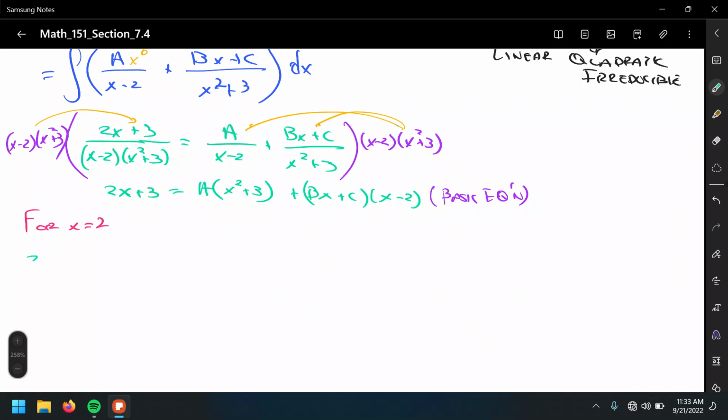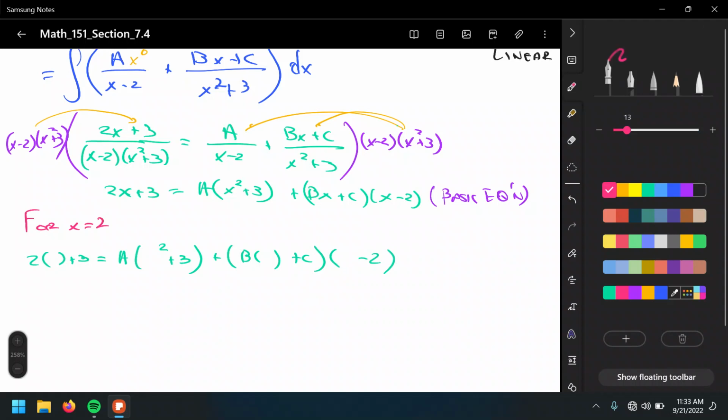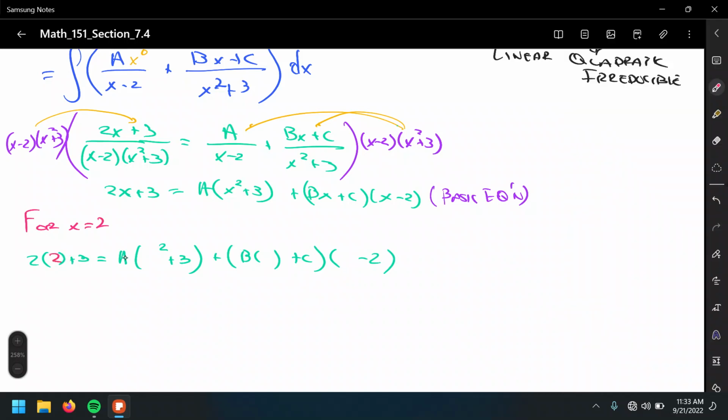Okay, so that's going to be 2 times 2 plus 3 equals a times 2 squared plus 3 plus b times 2 plus c and 2 minus 2. Let me write those 2's with a different color here. So that's a 2, 2, 2, and 2. But this whole term is going to go to 0.